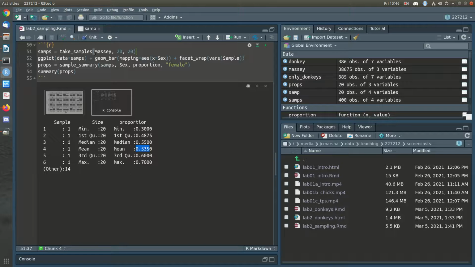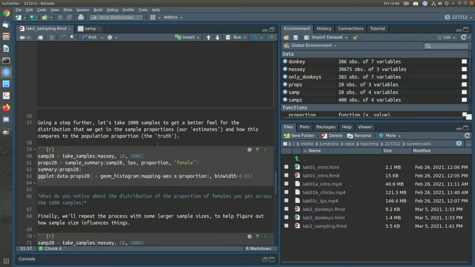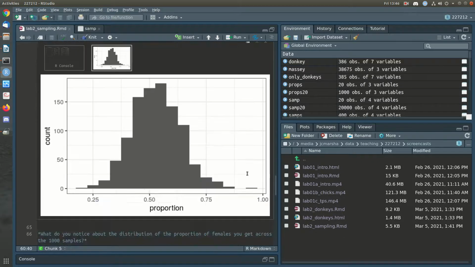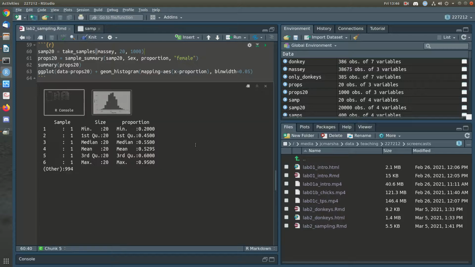So we're going to go one step further. Instead of just taking 20 samples of size 20, we're going to take 1,000. So lots of samples. And then we're going to assess what the proportions look like across those 1,000 samples. What we see is that the proportions vary from 0.2 up to 0.95. So in one sample we had 19 females and just one male.